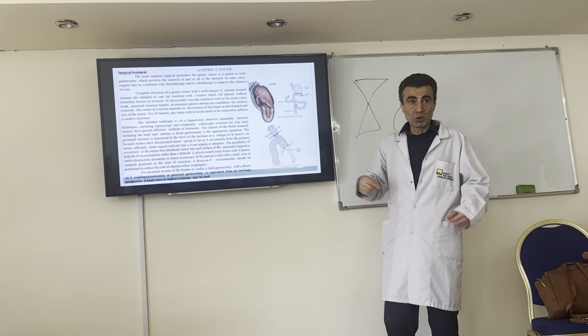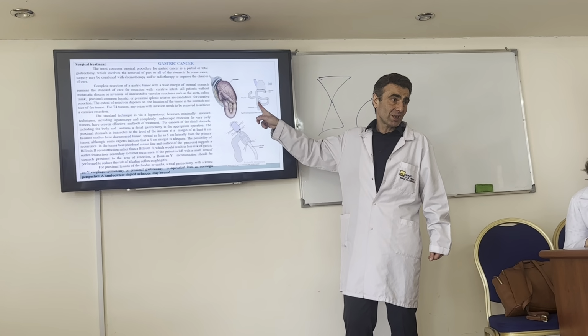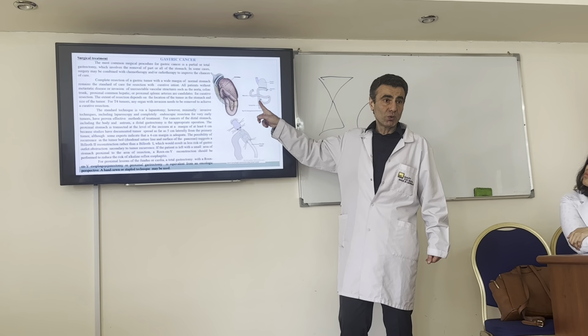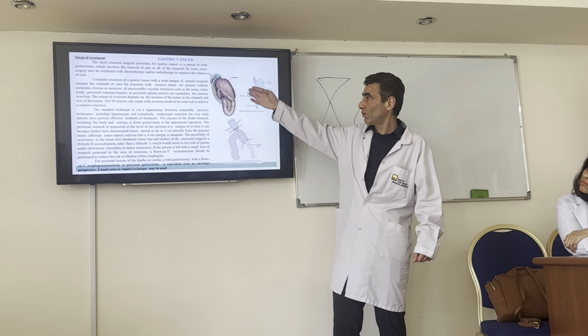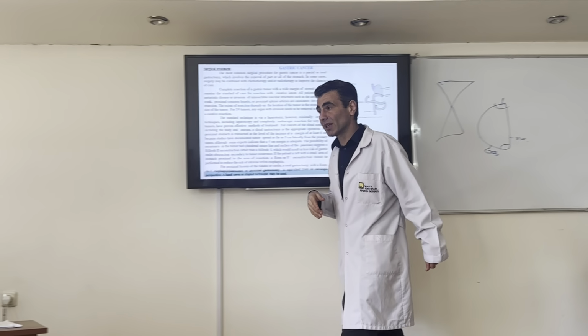Then the proximal loop, which I told you is 50 centimeters long, you join by a Braun anastomosis, end to side with the distal loop. That's how you form the classical Roux anastomosis. Remember about it. Let's continue now.